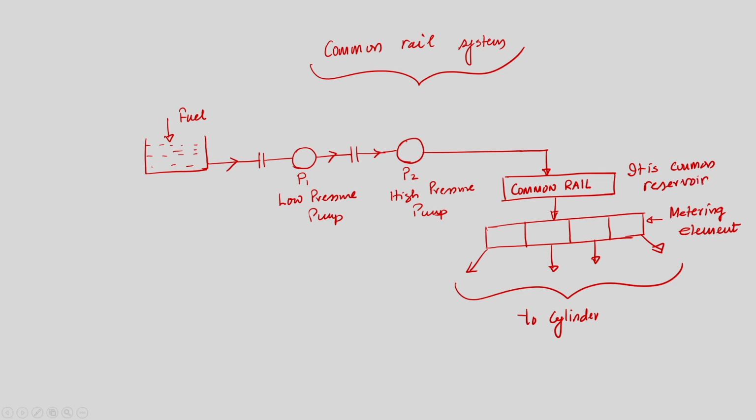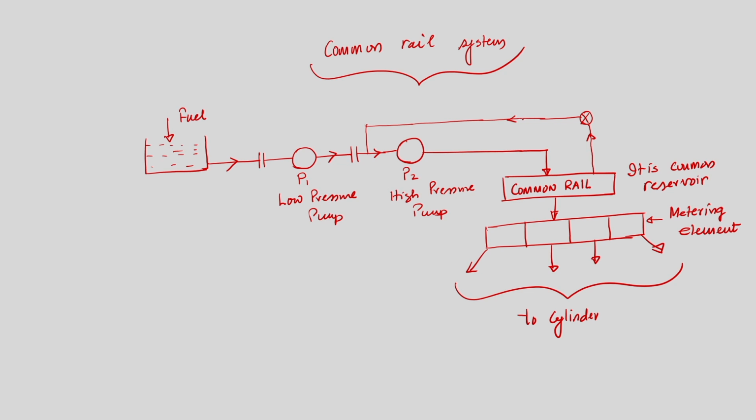And if the pressure of the common rail exceeds beyond its design value, then the fuel is taken back to the high pressure pump through throttling. So, this is the throttle valve.